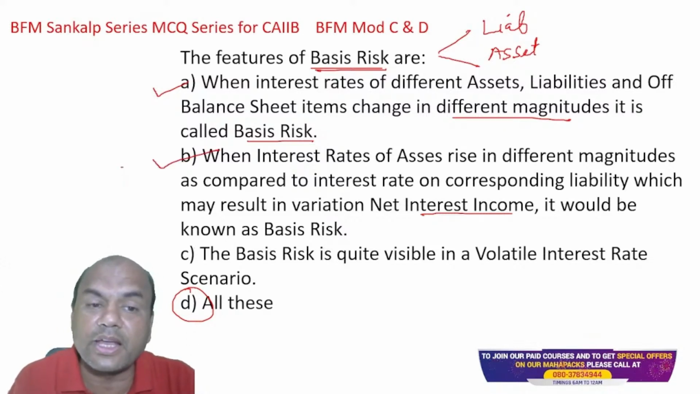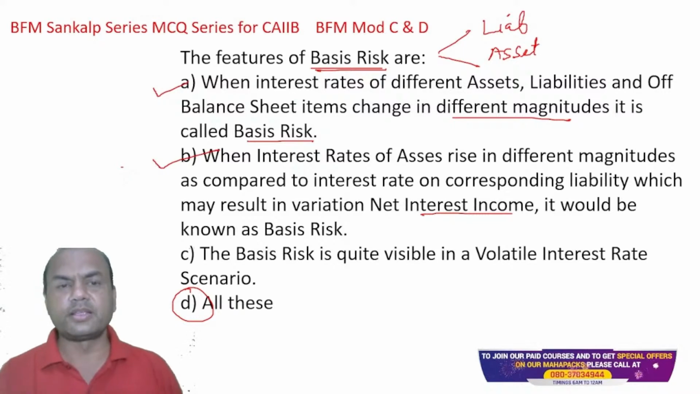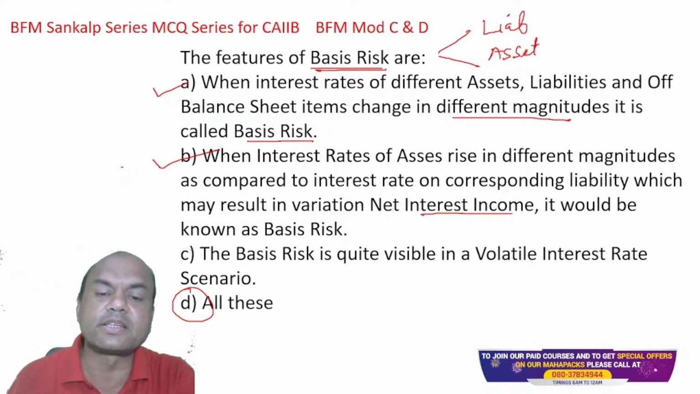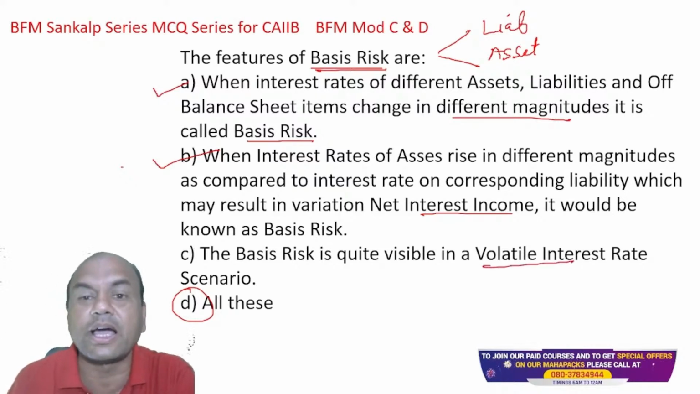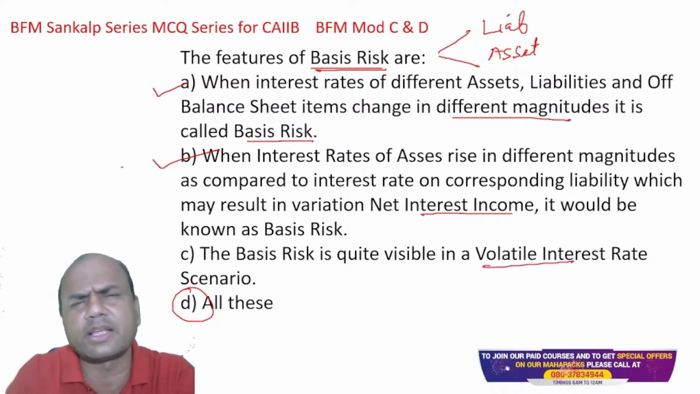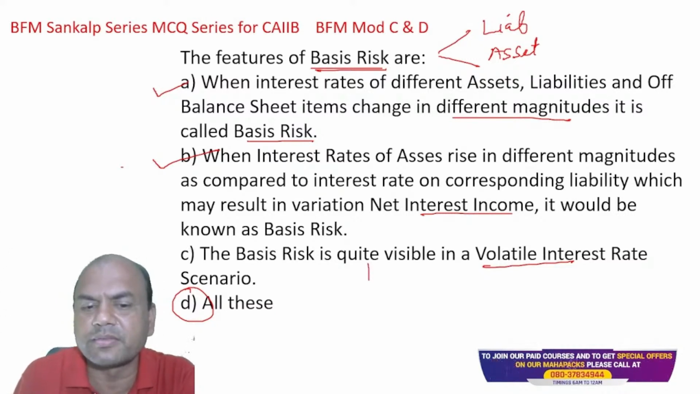So once you get A and B true, immediately you jump to D, because obviously C will be true, isn't it? The basis risk is quite visible in a volatile interest rate scenario. Obviously, volatile means highly changing interest rates. Right now in the US the same thing is happening. If you check the USA, they are facing the same crisis now, volatile interest rates.